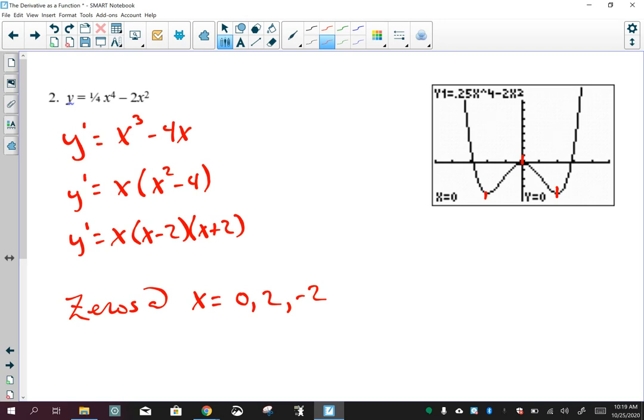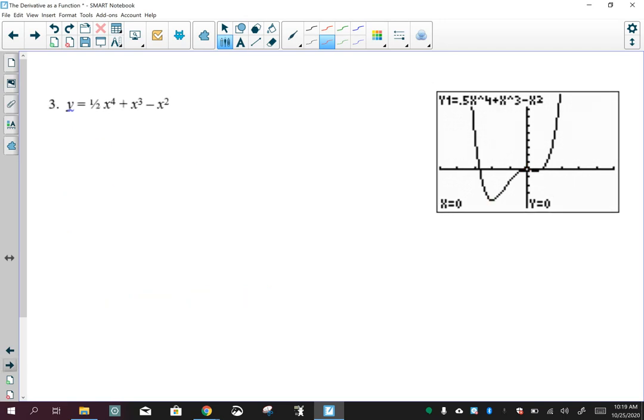All right, one more. Again, pause the video now and do these problems. Okay, welcome back. So this becomes 2x cubed plus 3x squared minus 2x. So I'm going to pull out an x. That gives me 2x squared plus 3x minus 2.